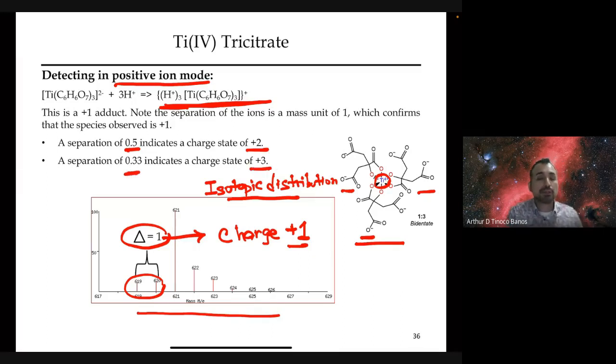So it's very important how you analyze this information to get, in terms of the mass by charge, isotopic distribution, and the charge of the overall species of interest. That is the power of mass spectrometry.